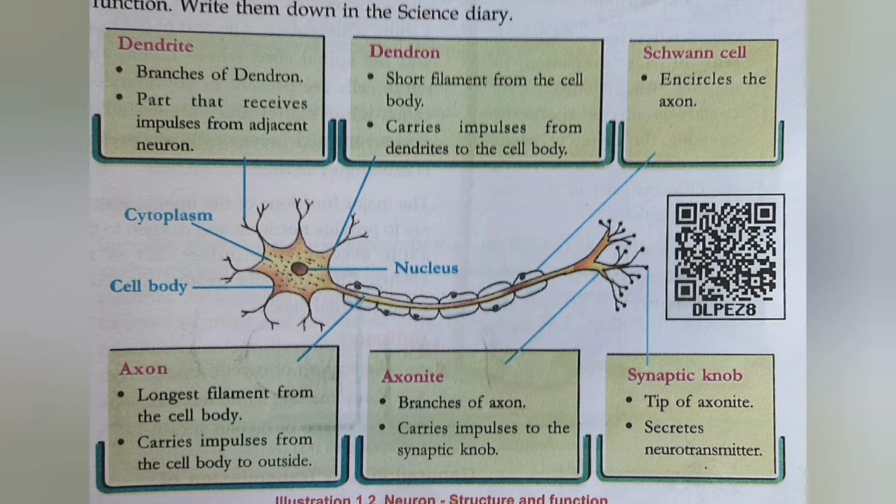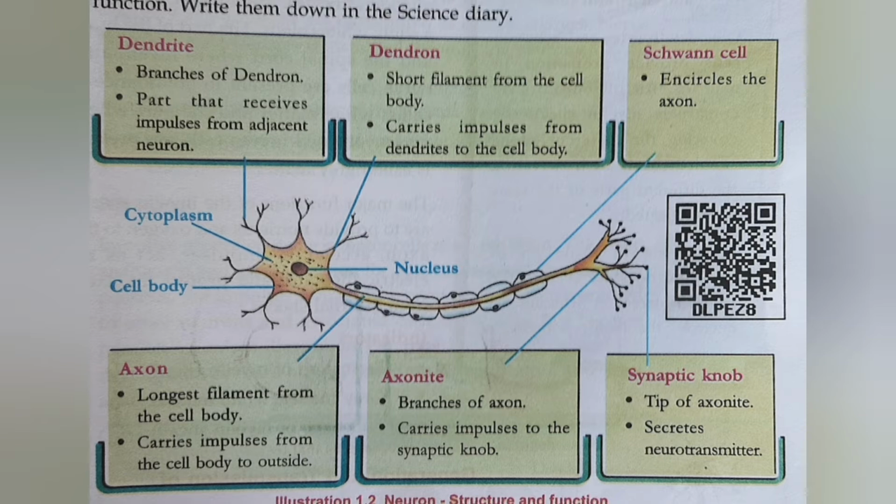Then you can see a long filament originating from the cell body. That long filament is called the axon. This axon carries impulses from the cell body to outside. The axon ends in certain branches. These branches of the axon are called axonites, which carry impulses to the synaptic knob. Synaptic knobs are the tips of the axonites. They secrete neurotransmitters.